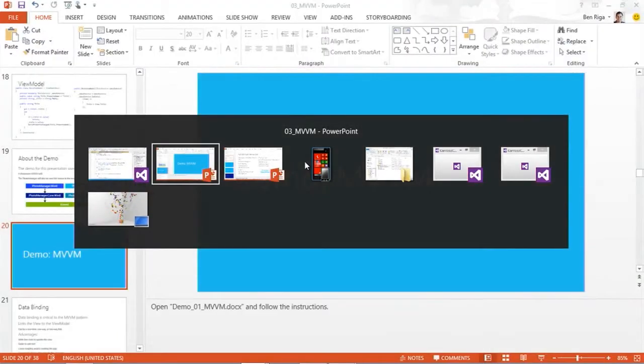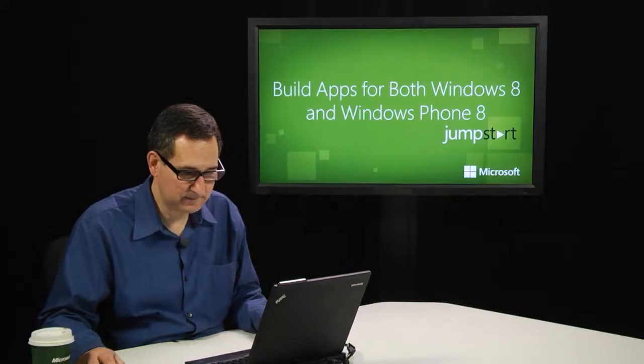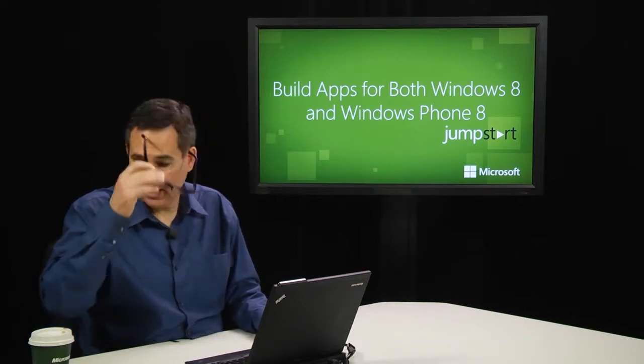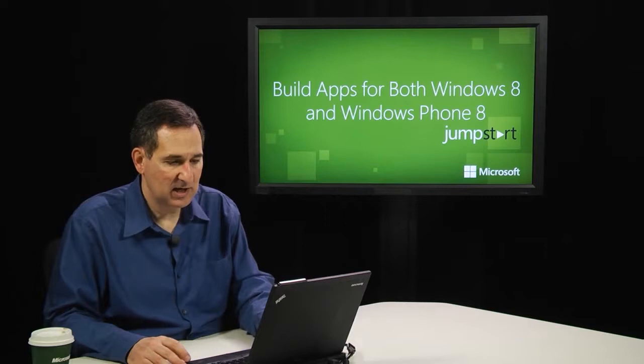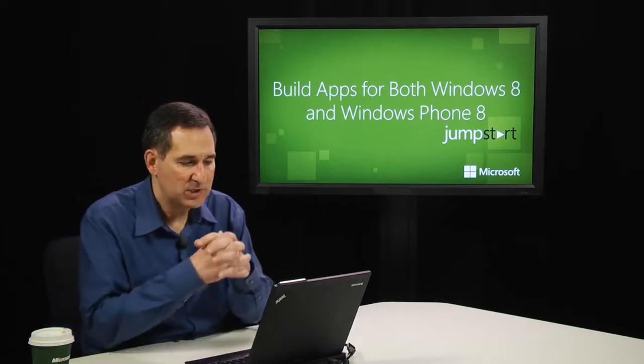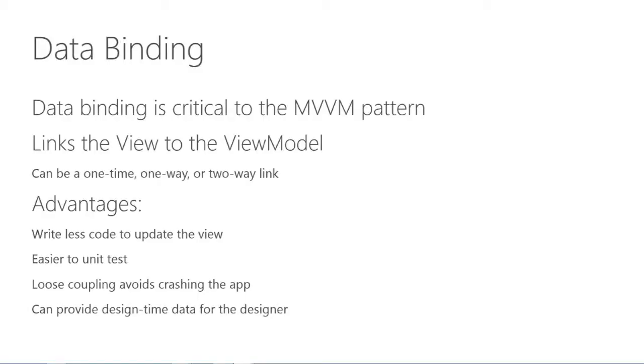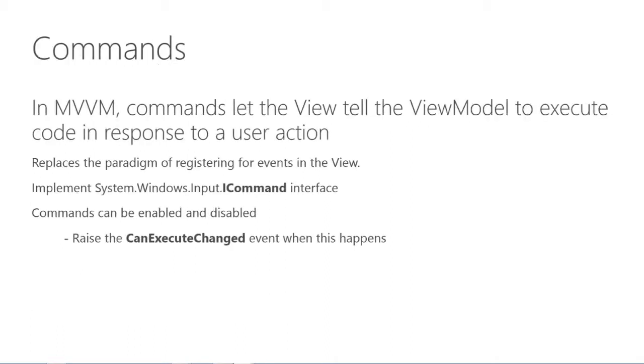Okay, let's come back to our slides here and continue on and talk about some of the things that are going on here. So we talked about data binding. Data binding is critical. The whole MVVM pattern is kind of based on that. And the binding is basically what links the view to the view model. We talked about some of these things, the advantages and so on. Very important stuff, so keep that in mind.